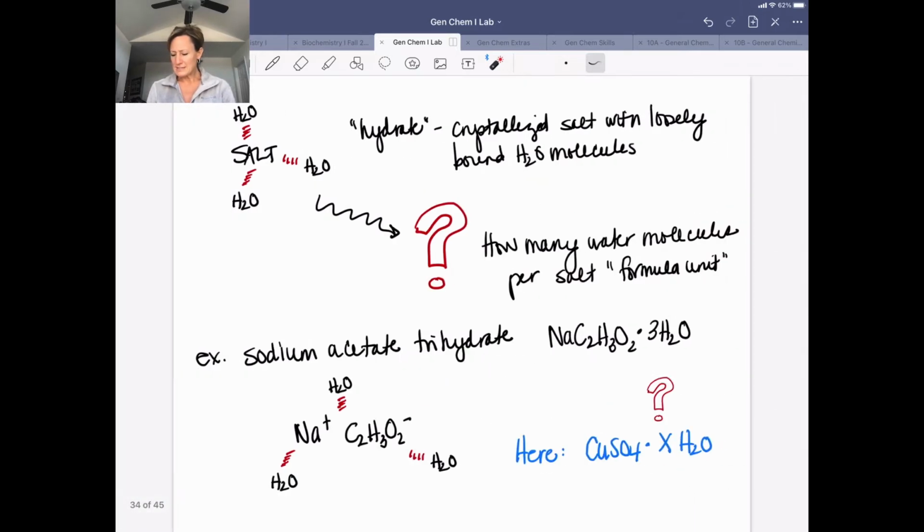So what are we doing in this lab? Well, we're just using a different salt. We're going to be using copper 2 sulfate, and we're interested in finding out how many water molecules are associated for each formula unit of copper sulfate.